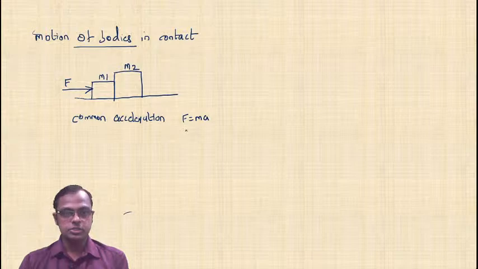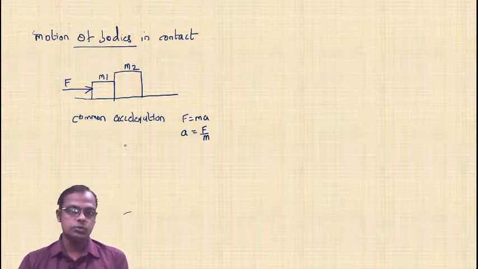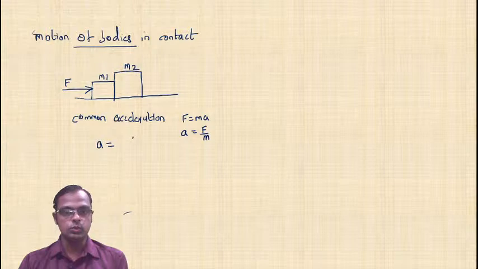So what is the acceleration formula? Acceleration is equal to F divided by m. Okay, everyone is typing the correct answer. Very good. So acceleration is equal to F by m. So here, the common acceleration a is equal to the applied force divided by mass. Here, what is the mass actually? The applied force is accelerating the two masses together, right? So what is the total mass here? M1 plus M2.